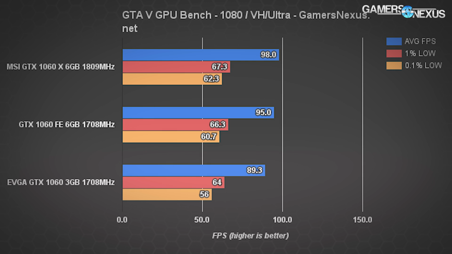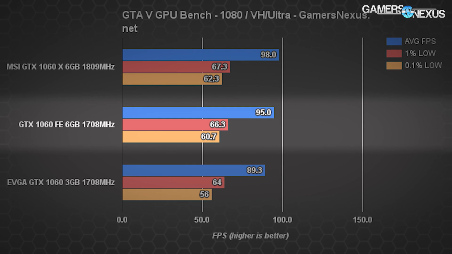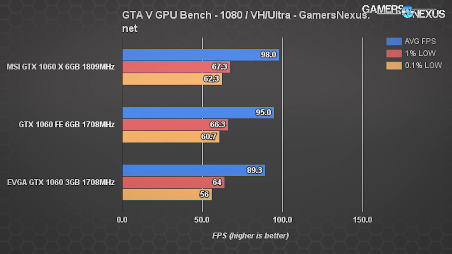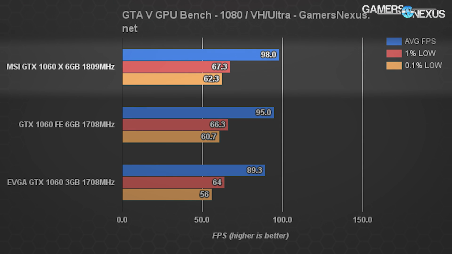Starting with GTA 5 at 1080p and very high and ultra settings, the GTX 1060 6GB card performs at 95 FPS average with 66.3 FPS and 60.7 FPS lows, trailed by the 1060 3GB card at 89.3 FPS average, 64.1 and 56.0 FPS lows. At this resolution, the differences are largely inconsequential to gameplay, but are measurable. The performance difference is about 6.3% between the two, with the MSI 1060 Gaming X marginally ahead of these, a result of its higher clock rate.